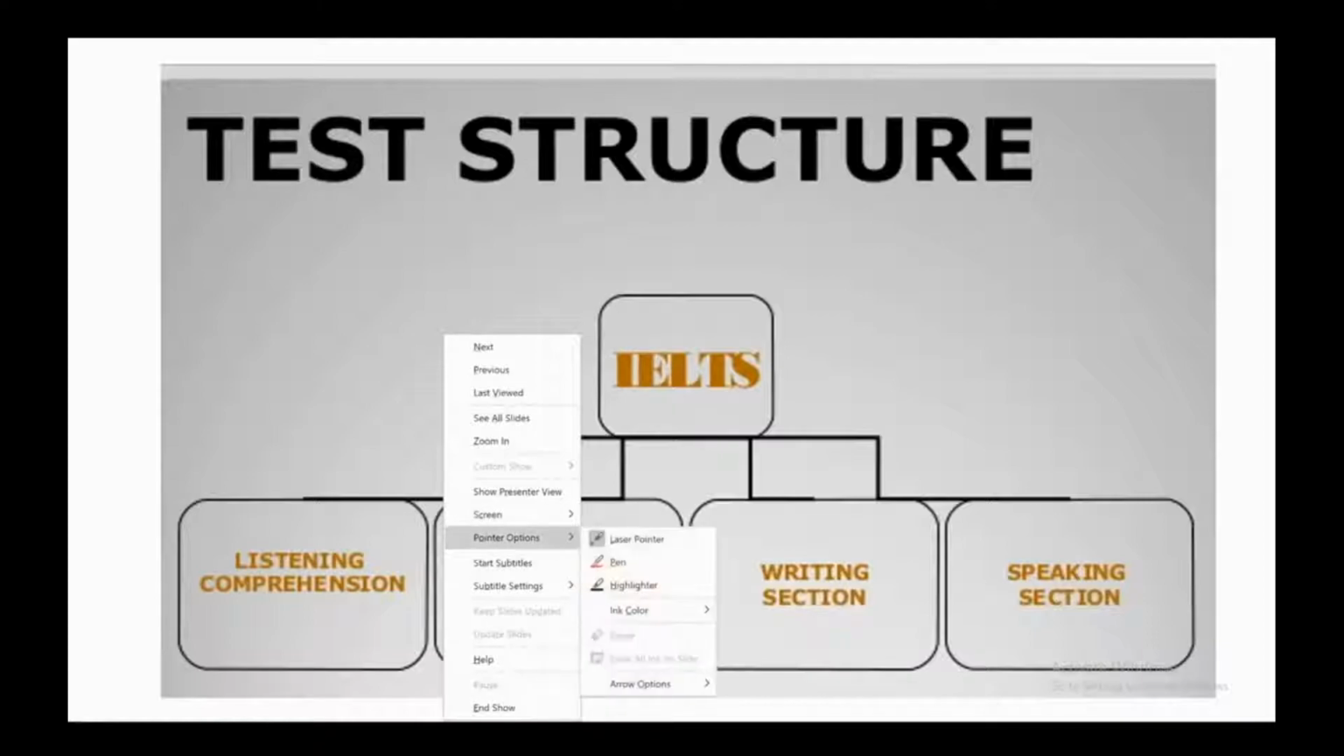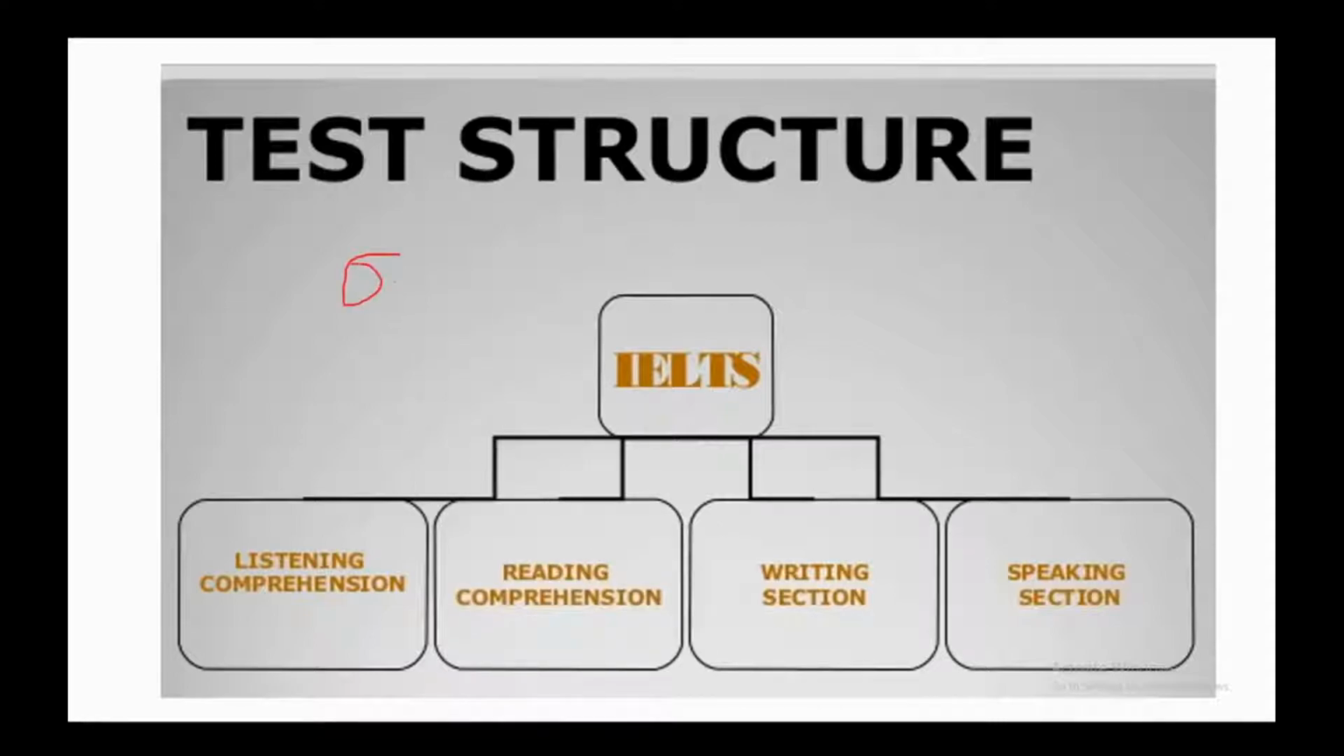Mostly universities require 6.5 bands in the IELTS. So 6.5 is required for university admission in each band. So 6.5 in listening, 6.5 in reading, 6.5 in writing, and 6.5 in speaking.